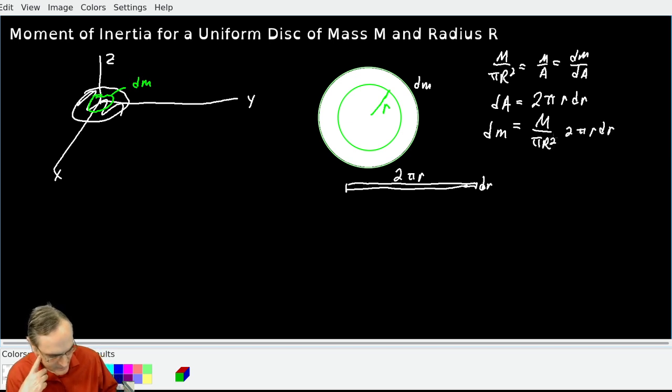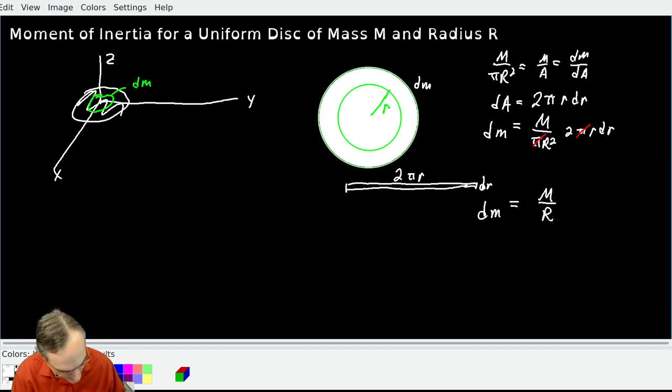The r squared is a constant, the large R. It is the full radius. The little r, it varies. It is a variable, so we will change its value. All right, final dm when we cancel stuff out is going to be the mass divided by big R squared. We'll put the 2 out in front, r dr.